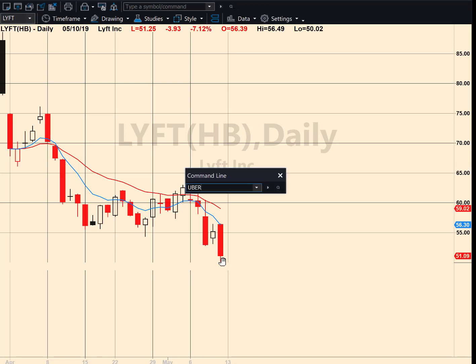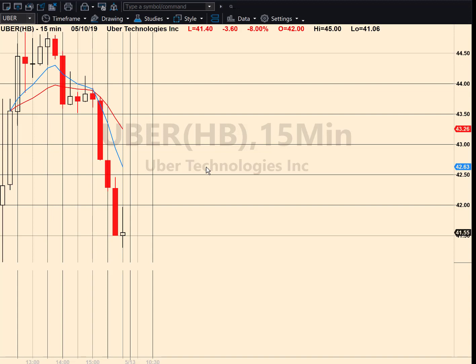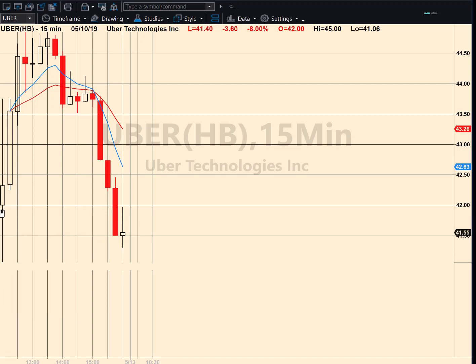And then if we look at Uber, I just changed this to an intraday 15-minute candle. You can see the opening bar down towards 40, I guess. 41.06 was the low. We come up here to 44.50, and then we rolled over. So it's at 41.40 or so. It looks like it closed somewhere right around there.